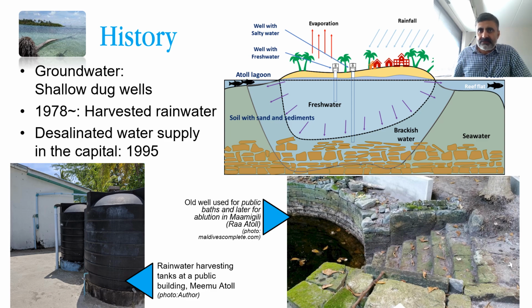So rainwater harvesting at household level using large storage tanks was introduced around 1978 and has been practiced in these islands ever since. 1995 saw the first introduction of desalination plants in the capital Male, and recently this has been the trend in many of the outer islands as well.